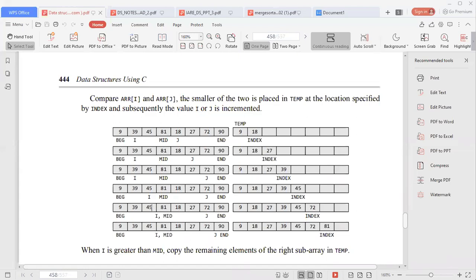Now where is the position of I? 45 and 72, so 45 moved. Now what is the position of I? Whenever 45 moves to the sorted array, that is A, the position of I is to be incremented by 1. Where does I go from 45?